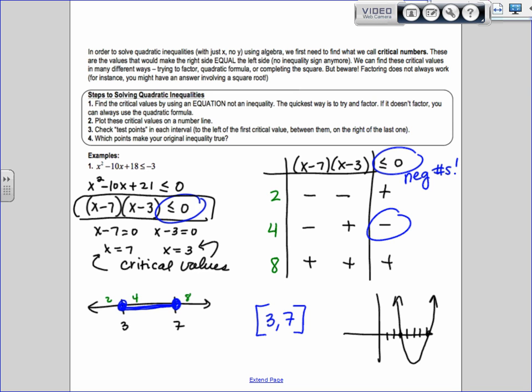It's going to be, or sorry, not greater than or equal to 0. It's going to be less than or equal to 0, right? Because it says less than or equal to 0. It's going to be less than or equal to 0 right here. That's why we had the spot that was in between on our number line, between 3 and 7. Do you guys see it?